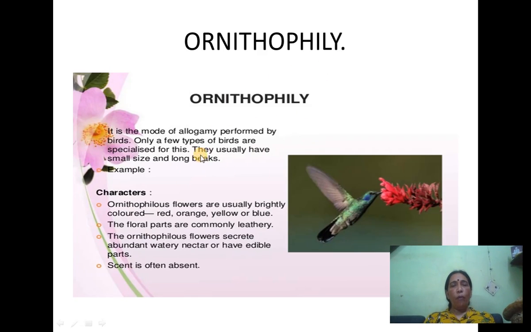Here it is a mode of allogamy performed by birds. That means pollination with the help of birds as agents. Only a few types of birds are specialized for this. They usually have small size and long beaks. Let us see the characters. Ornithophilous flowers are usually brightly colored, red, orange, yellow or blue. The floral parts are commonly leathery. They secrete abundant watery nectar or have edible parts. Scent is often absent.